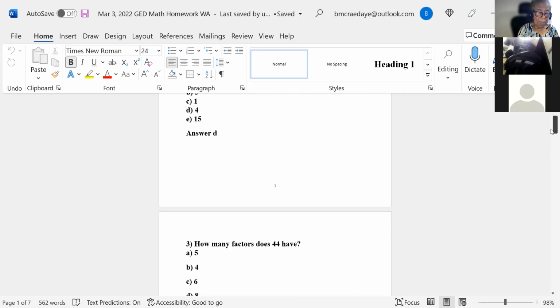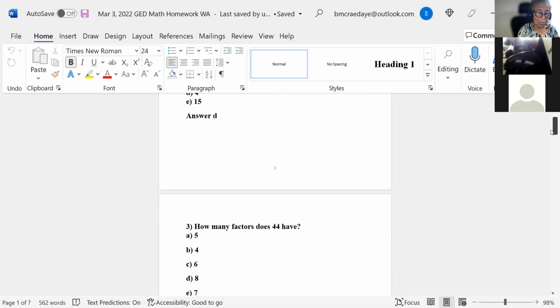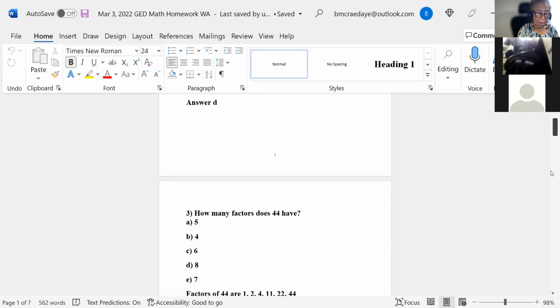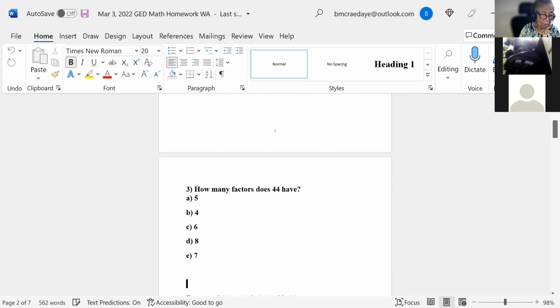Okay, how many factors does 44 have? How many did you get? I put B. You said there are 4 of them, which is B, right? Okay, tell me the factors of 44.